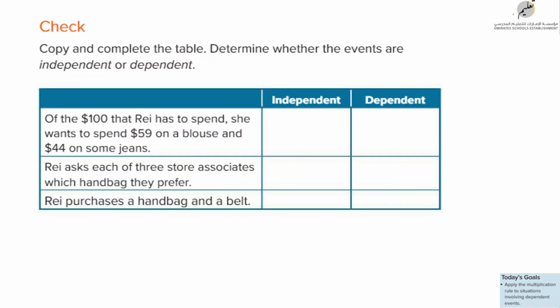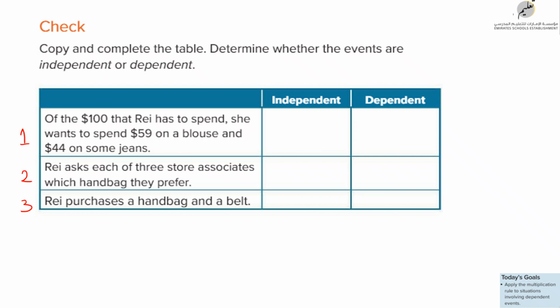So I've taken a question from the Check section of the book. Here you need to just tell which event is independent, which is dependent, and also give a reason. Definitely you should know the reason why you are saying it is independent or why you say it is dependent. So let's do the first one.